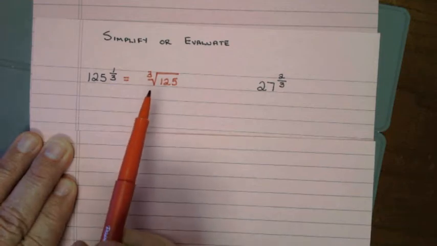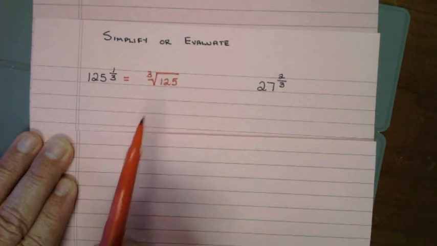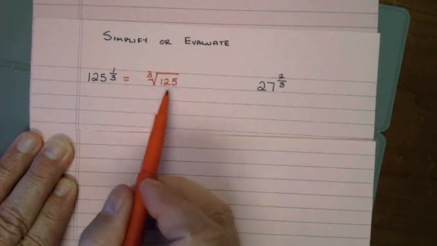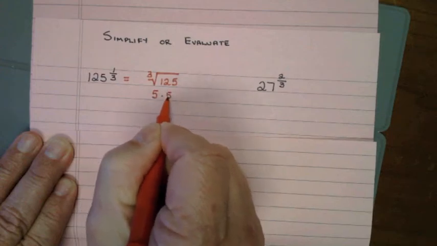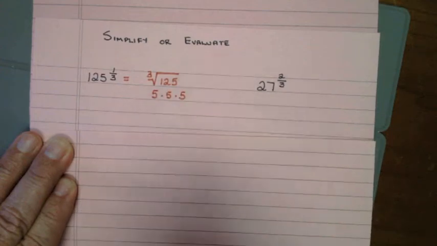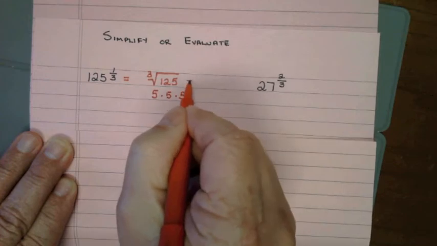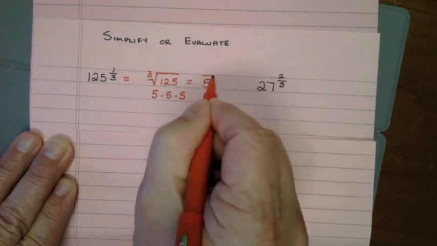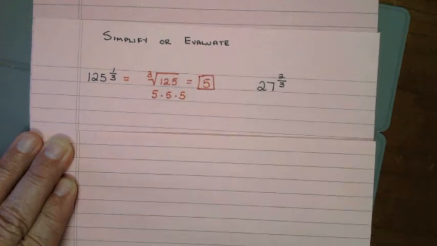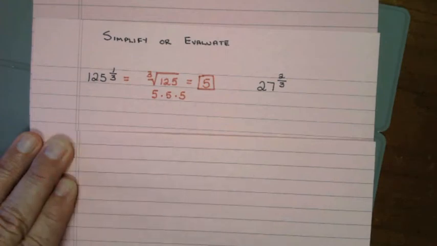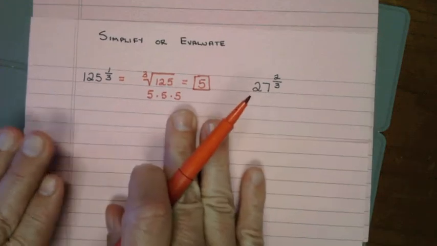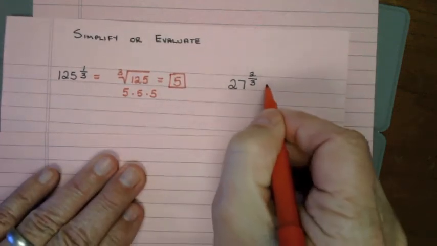I need to find 3 numbers that are exactly the same, that when I multiply them together, I get 125. And more than likely, it's going to be 5. 5 times 5 is 25, times 5 is 125. So my answer for this is simply 5. You change these around so that you can simplify these, and it might actually come out to be a whole number. So let's try the next one and see if this one comes out to be a whole number.